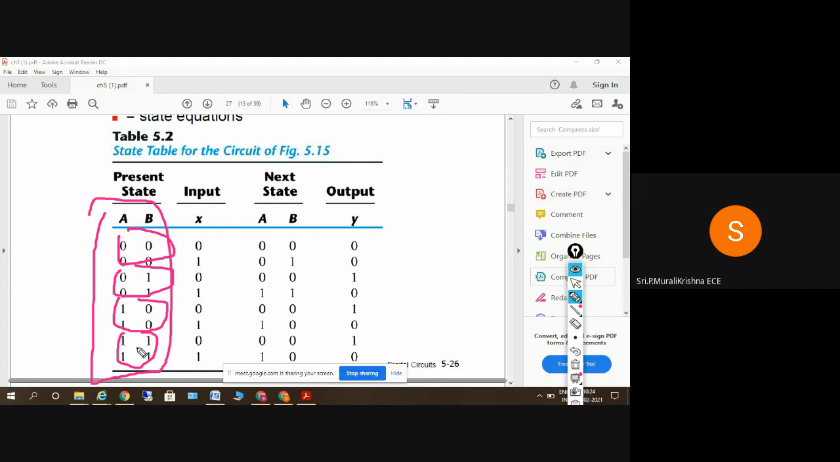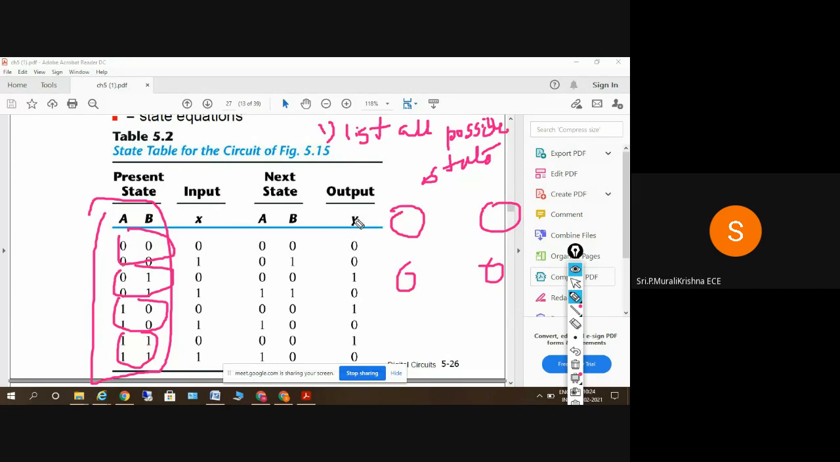Okay, so what we have to check here is, we have to draw a state diagram. The first step is to list all the possible states. So what are all the possible states here? There are 4 possible states: 0 0, 0 1, 1 0, and 1 1.